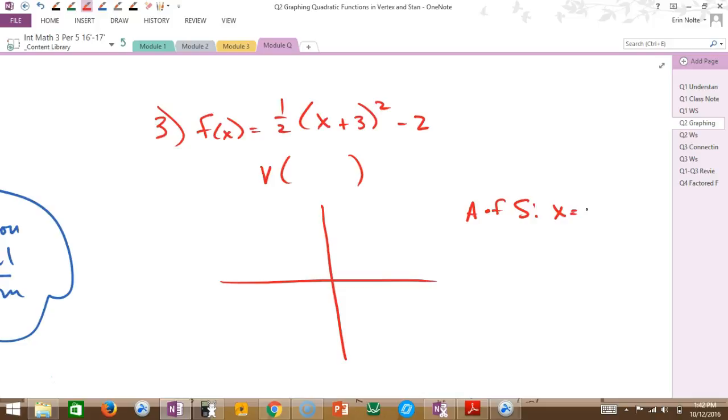Ready? Okay. So for starters, did everybody get a vertex of -3, -2? Yep, I got that. Okay. And so quickly, and I didn't ask you to do this, but the axis of symmetry would be x equals -3. Because it's just the x value, right? Yep. Or the h, technically.